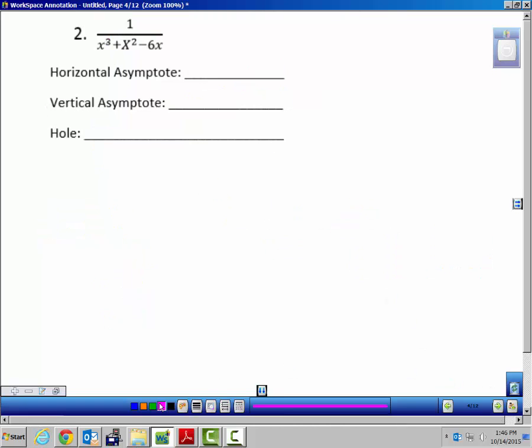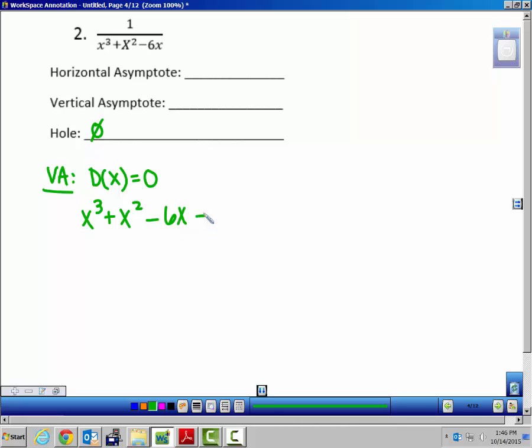We're doing the same thing on 2 and 3. So first, determine if there are any holes. Even if I can factor this, which I can, nothing's going to cancel. The numerator is just an understood 1, so there are no holes. So for vertical asymptotes, set the denominator equal to 0 and factor to find the zeros.